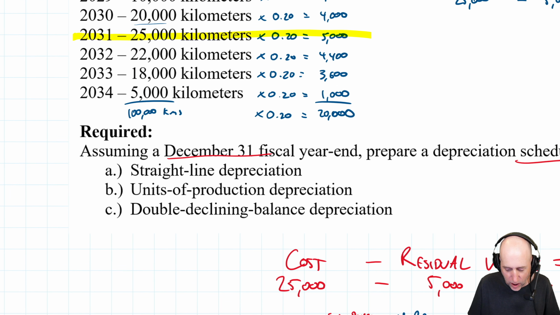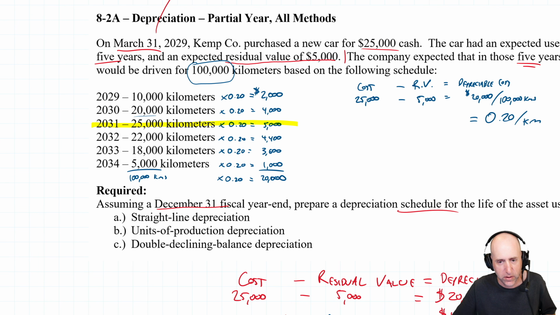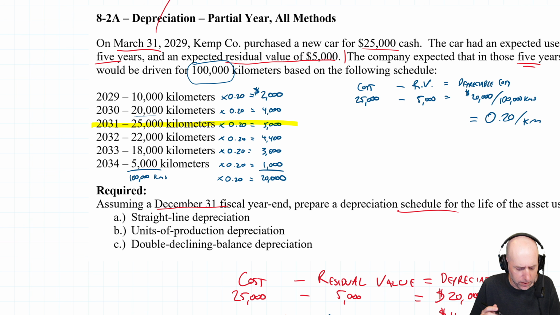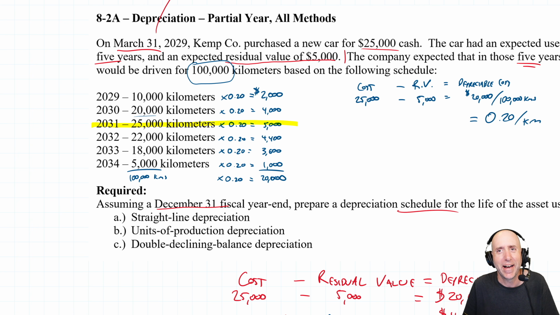Now, double declining balance is the last one, and it'll take us a little bit longer than the first two. Double declining balance is the most complicated of the three, and it's the one that GPAs get hurt by more than the other two.